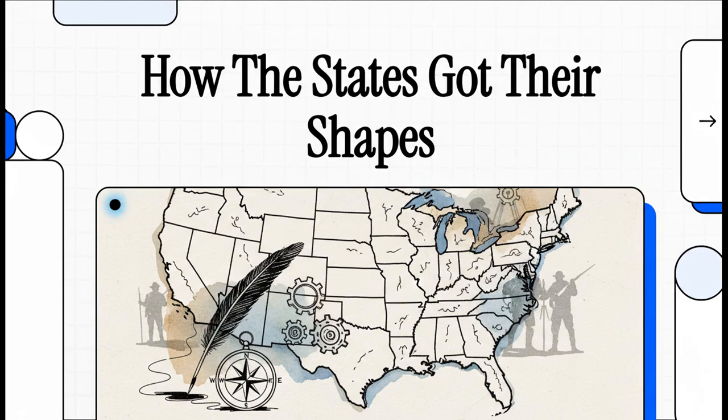When you look at a map of the United States, those shapes, they feel permanent, right? Almost natural. But here's the thing, they're not. At all. They're actually a story of human conflict, ambition, and power. Today, we're diving into the ideas from Mark Stein's How the States Got Their Shapes Too, to see how every single one of those borders is really just a battle, frozen in time.